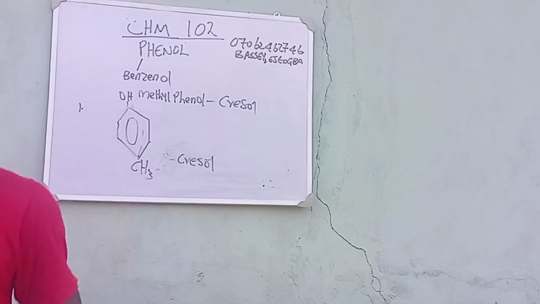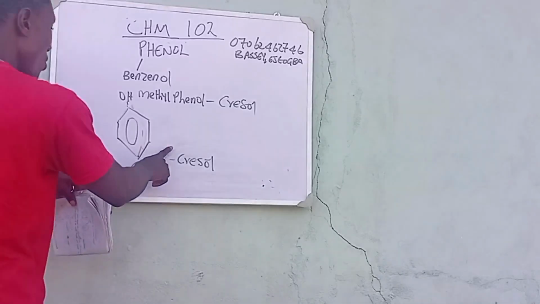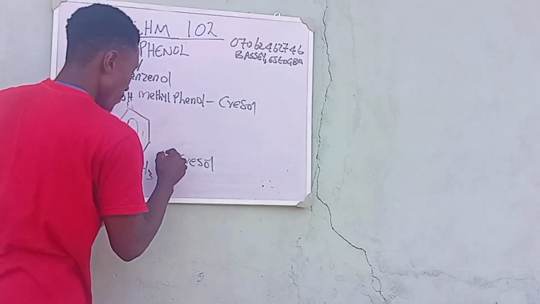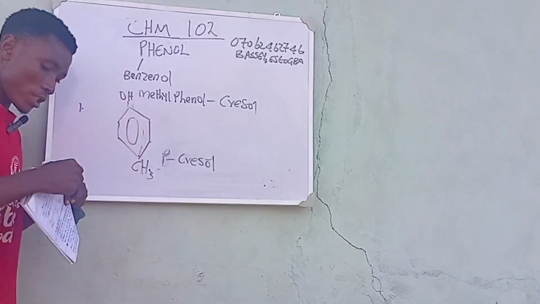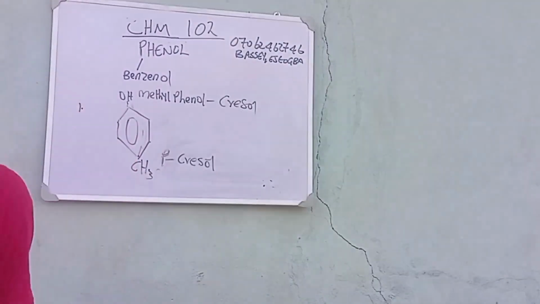It is very important that you understand that phenol is grouped based on the position of their methyl. So this is known as p-cresol. I don't actually know what is wrong with this, but let me see how I can fix this up immediately.